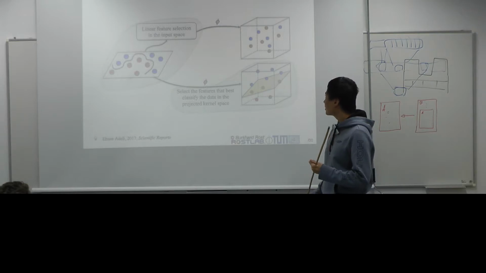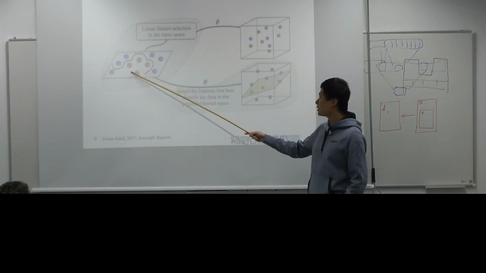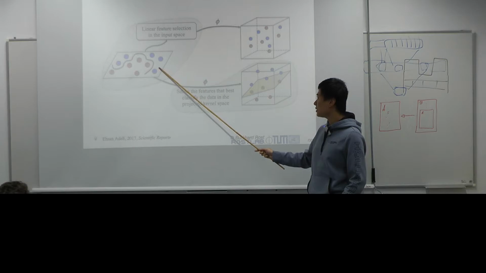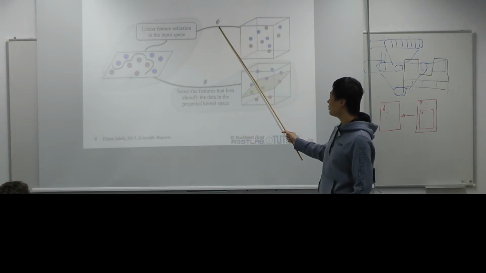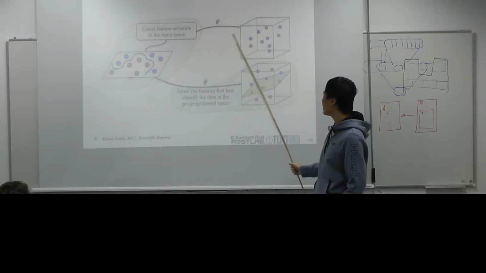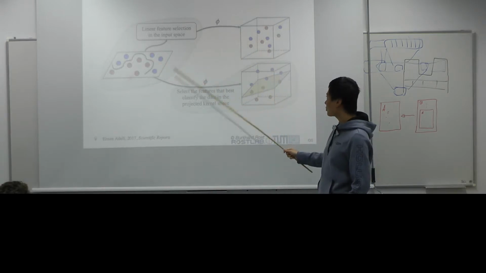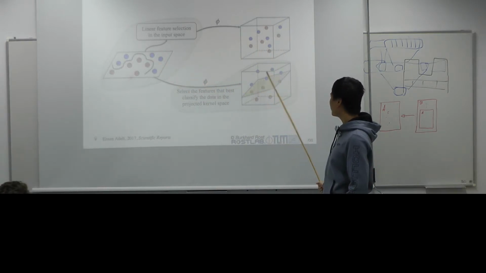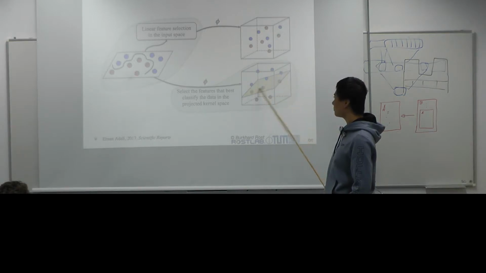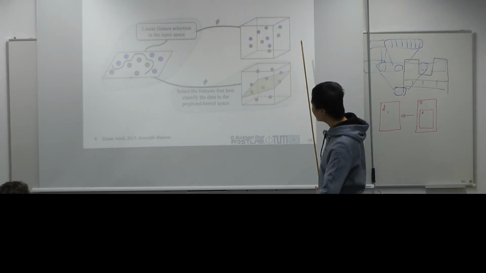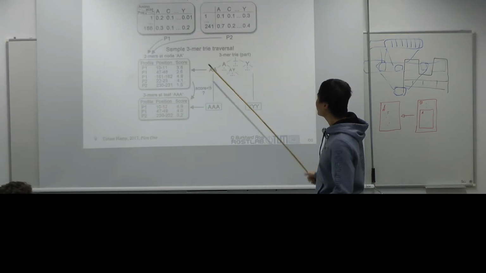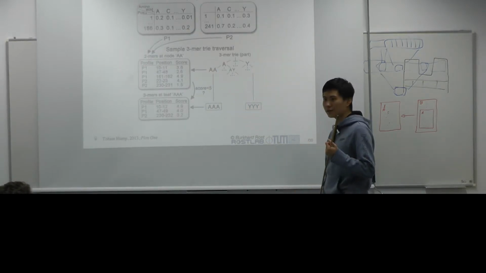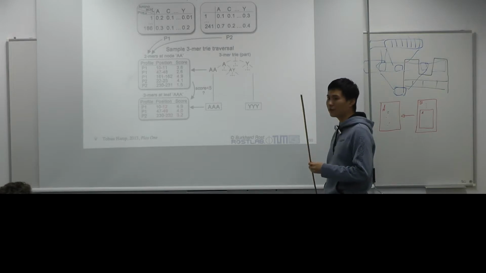But sometimes you cannot easily find a hyperplane in the input feature space. Then you need to use a kernel function. A kernel function can map the samples into a higher dimension, and with a correct kernel function, you can find a hyperplane in the higher dimension. The profile kernel is exactly a kernel function. So here is an example for the profile kernel.